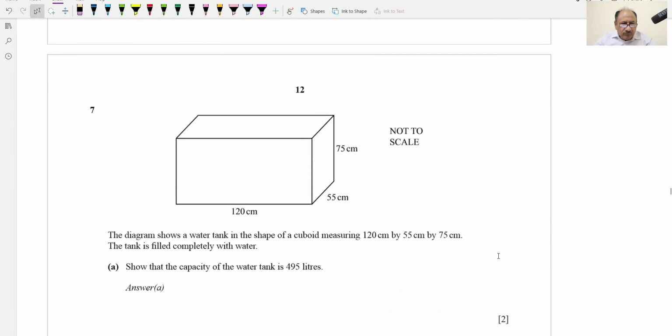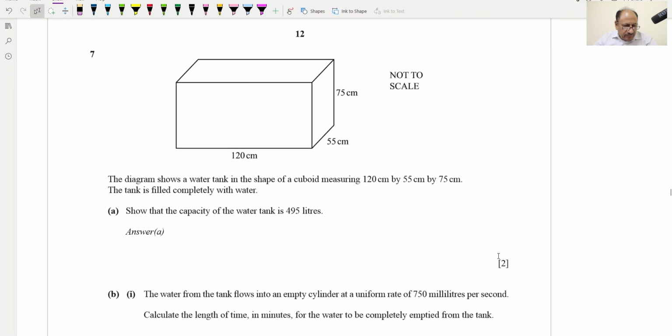Now we can move to question number 7. The diagram is provided for question number 7, and the diagram is not to scale. The diagram shows a water tank in the shape of a cuboid measuring 120 centimeter by 55 centimeter by 75 centimeter. The tank is filled completely with water. Show that the capacity of the tank is 495 liters.